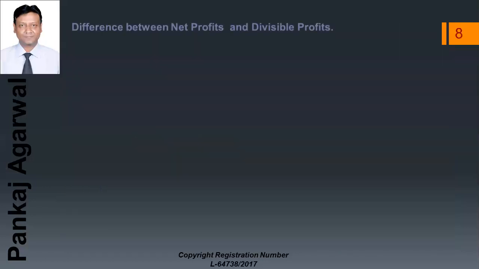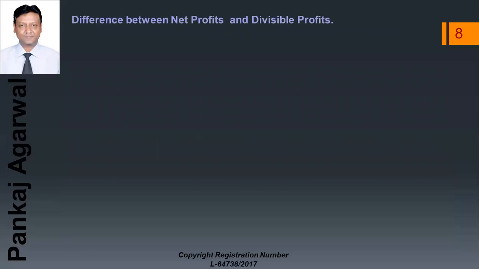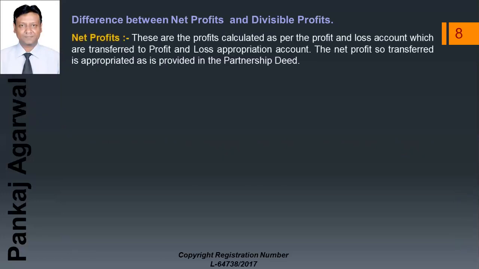Now, let us understand the difference between the net profits and divisible profits. The net profits are those profits which are calculated as per the profit and loss account, which are transferred to the profit and loss appropriation account. The net profit so transferred is appropriated as provided in the partnership deed.